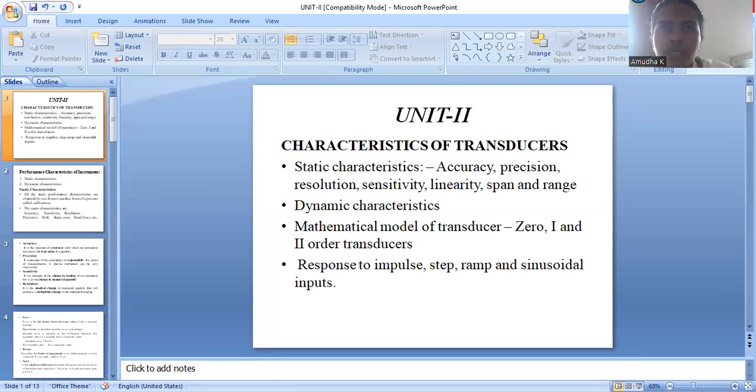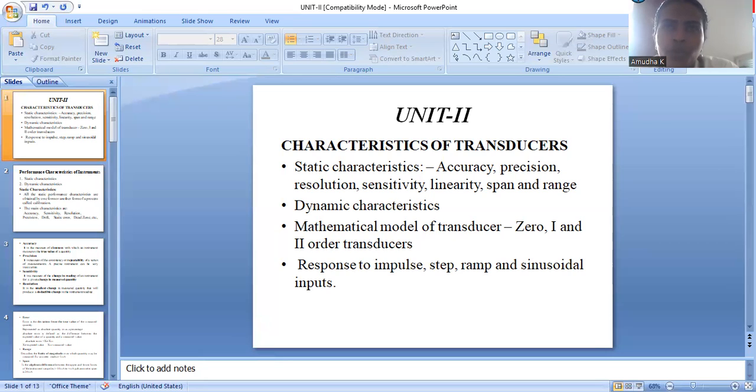So the transducer responses are analyzed with different kinds of input parameters, for example, impulse signal, step signal, ramp signal, or sinusoidal input. With respect to these kinds of standard inputs, we can analyze the response of the transducers. So these are the standard test signals: step, ramp, impulse, or sinusoidal input.